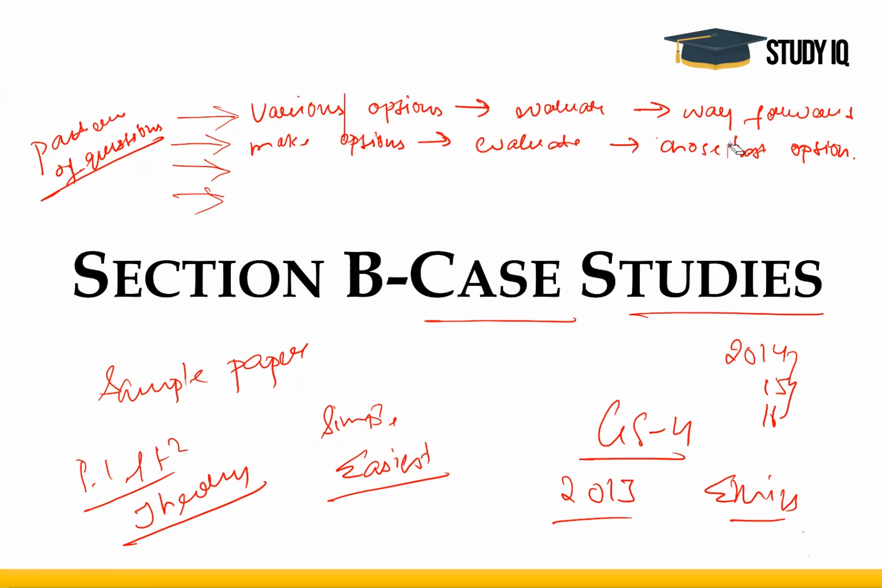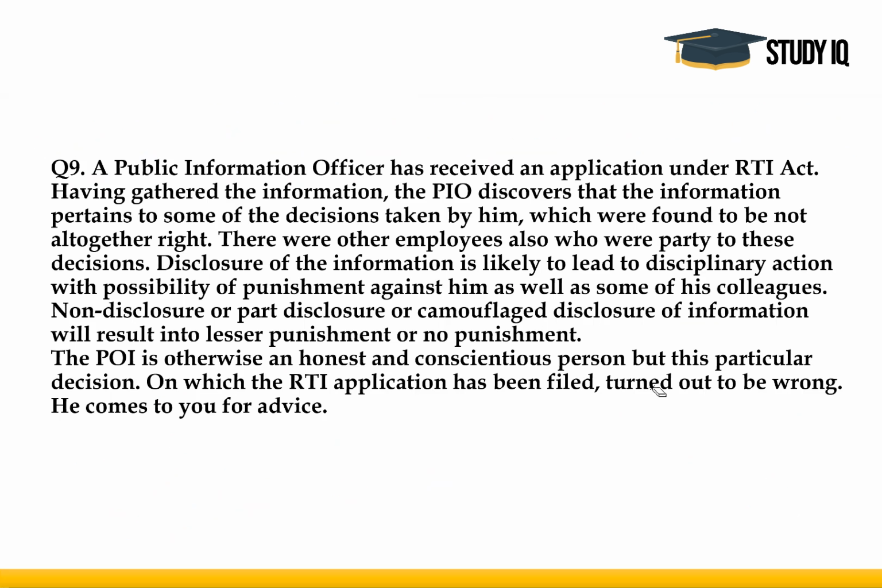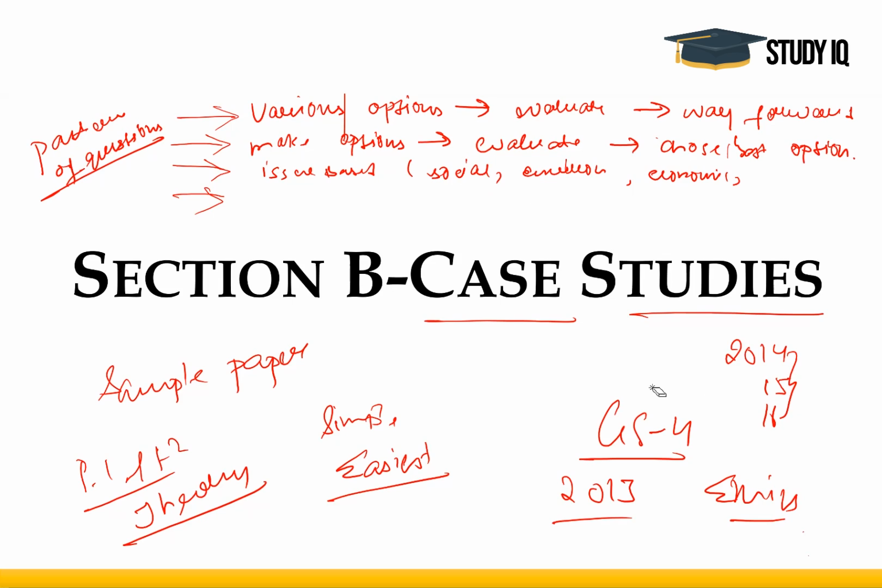The third kind of case study is the issue-based case study. Generally the examiner might ask you about a social issue or an environmental issue, or it can be an economic issue also. In this year's paper, we do not have any case study belonging to this category, whereby an issue is asked in the form of a case study. There might not be any stakeholders or ethical issues involved in that case study, but since the issue is being asked in paper 4, you have to present your answer accordingly in that format so that it becomes more suitable for paper 4.